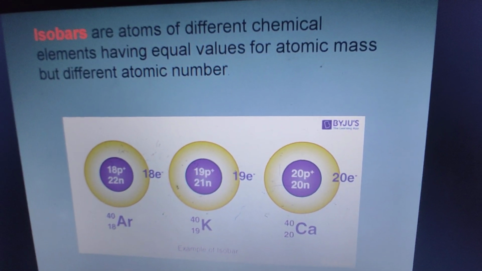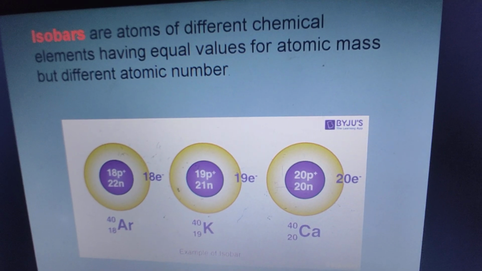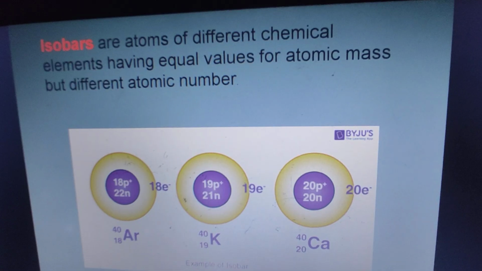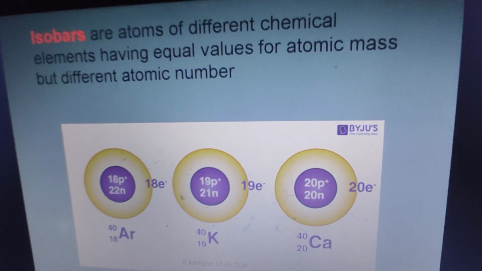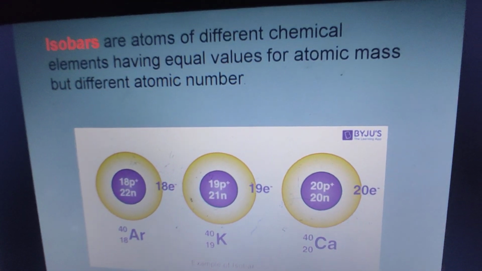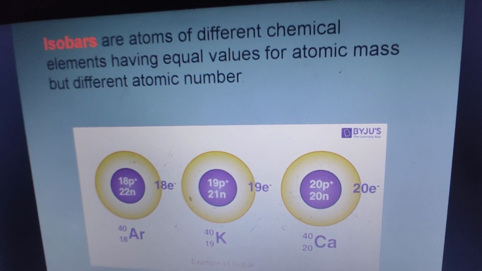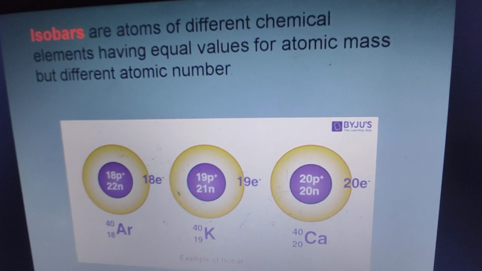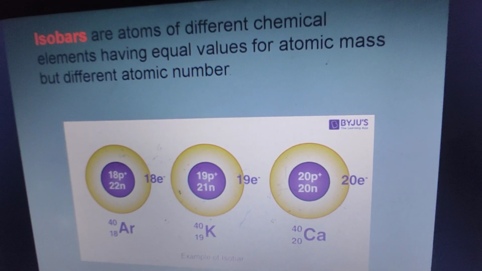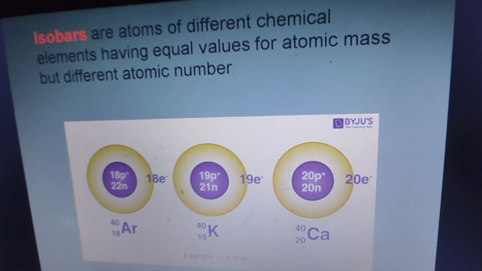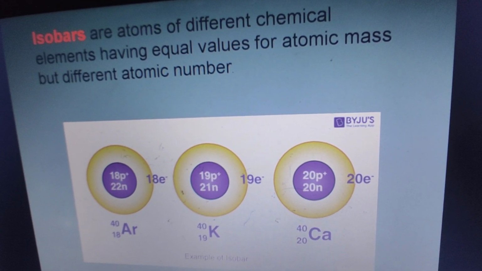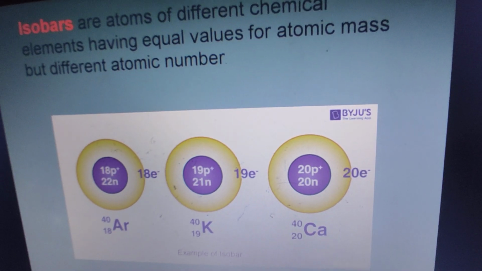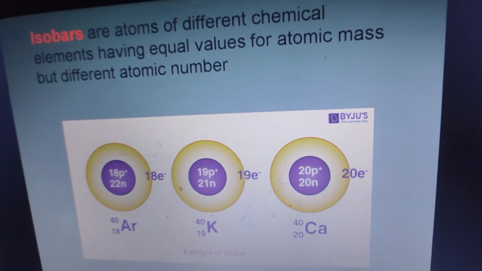Next, isobars. Isobars are the atoms of different chemical elements. So they are different elements, not the same element, but having equal values for atomic mass but different atomic number. So it is the reverse of isotope. Isotope ಅಂದ್ರೆ ಮಾಸ್ ನಂಬರ್ ಡಿಫ್ರೆಂಟ್ ಇರುತ್ತೆ, ಅಟಾಮಿಕ್ ನಂಬರ್ ಸೇಮ್ ಇರುತ್ತೆ. ಬಟ್ ಐಸೋಬಾರ್ಸ್ ಅಂತ ಹೇಳಿದ್ರೆ ಮಾಸ್ ನಂಬರ್ ಸೇಮ್ ಇರುತ್ತೆ, ಅಟಾಮಿಕ್ ನಂಬರ್ ಡಿಫ್ರೆಂಟ್ ಇರುತ್ತೆ.